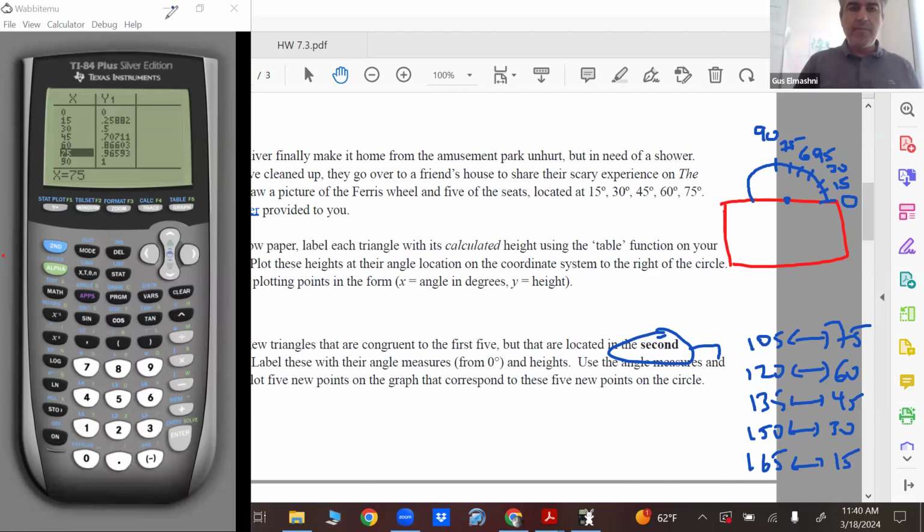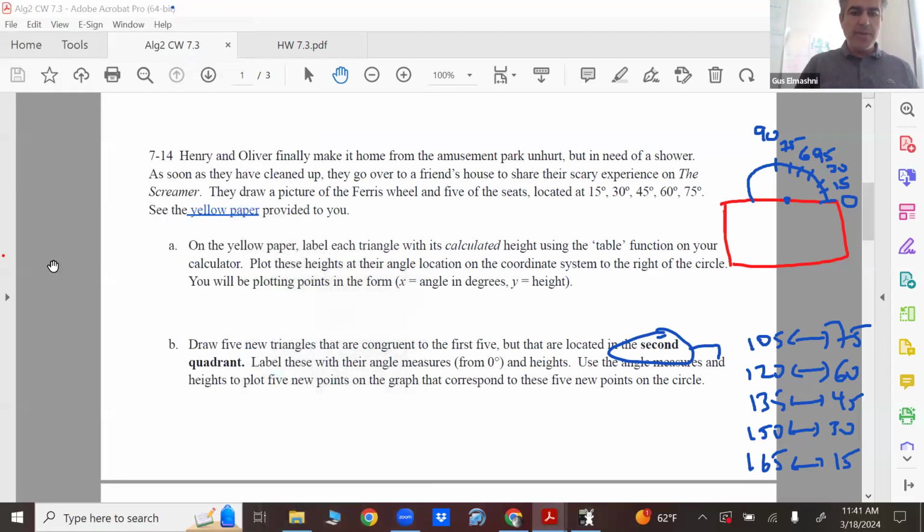So the sine, like if I were to keep going for this table here, notice that 105 is the same thing as 15, right? Wait, no, sorry, I meant to say 15 and 165. My bad. 15 and 165 are the same. But 105 and 75, those are the same. 120 and 60, those are the same. 135 and 45, those are the same. 30 and 150, those are the same.